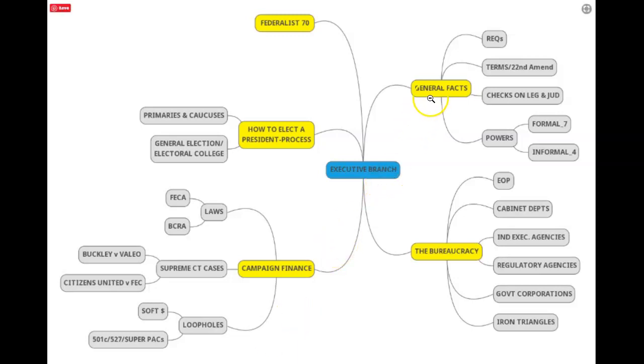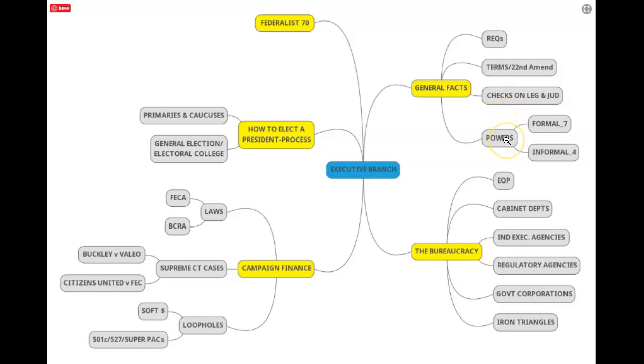We first started off with the general facts and went over things like what are the requirements to be President of the United States, what are the terms of office, and how has that changed since the 22nd Amendment. You need to definitely know the checks on the legislative branch and the judicial branch. This is totally important and will totally be focused on by the AP Gov test.